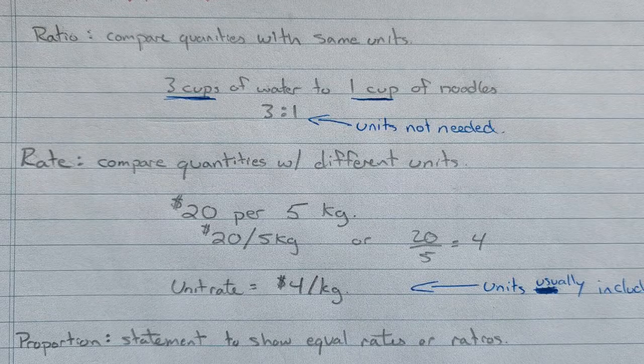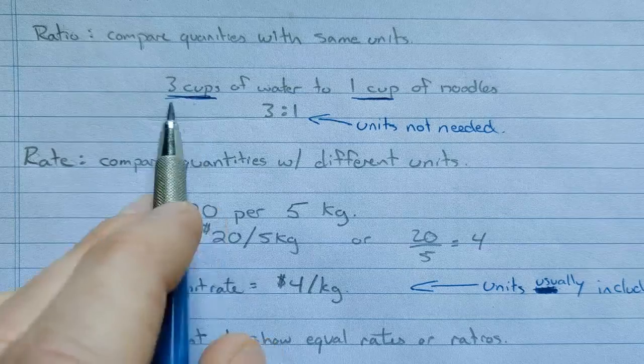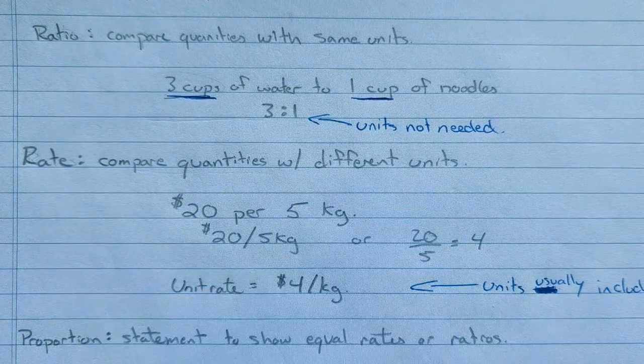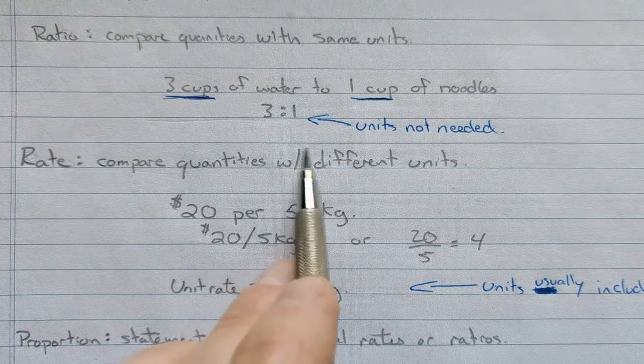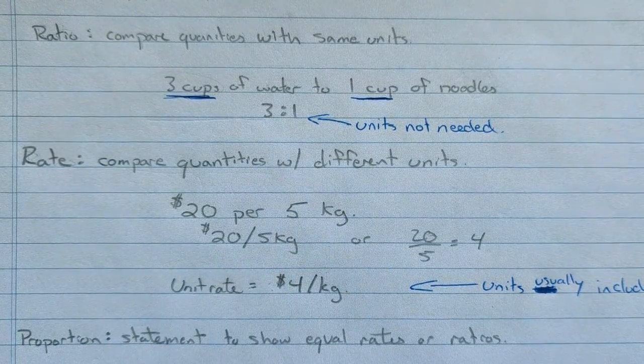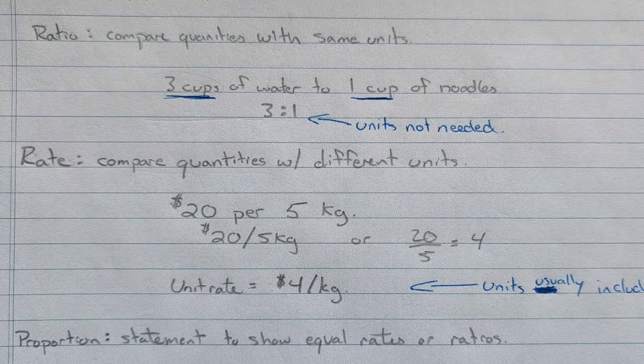we're using the same units. In an example like this, it's 3 cups of water to 1 cup of noodles, and we want to get rid of those units when we actually state the ratio. We're not worried about the units anymore once we get to the actual ratio, because it's 3 cups of water to 1 cup of noodles, or 3 gallons of water to 1 gallon of noodles. It doesn't matter the actual units in here, so that's why we get rid of them.